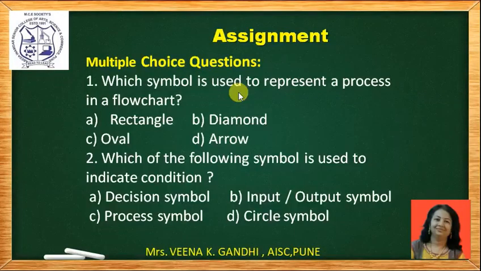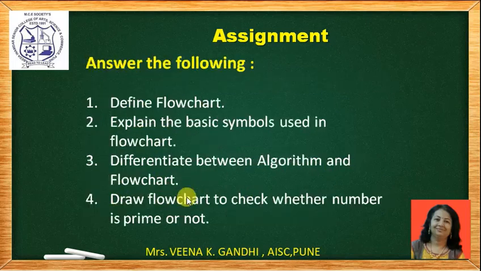Now let us see some assignment. Multiple choice question. Which symbol is used to represent a process in a flowchart? So we use a rectangle to represent the process. Which of the following symbol is used to indicate a condition? So we use decision symbol to indicate the condition. You can try this question as assignment.